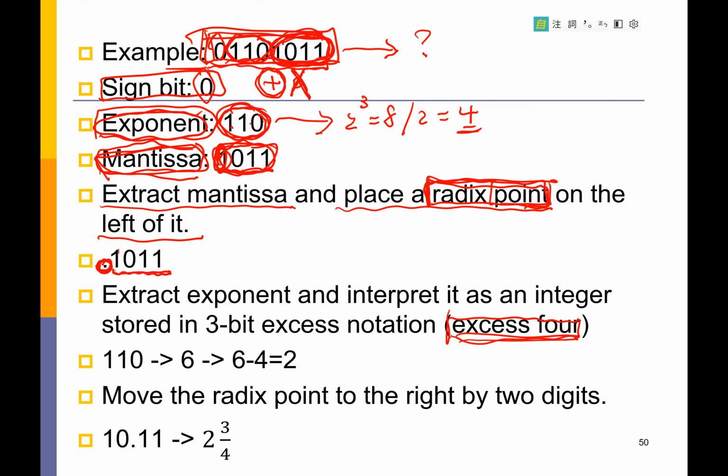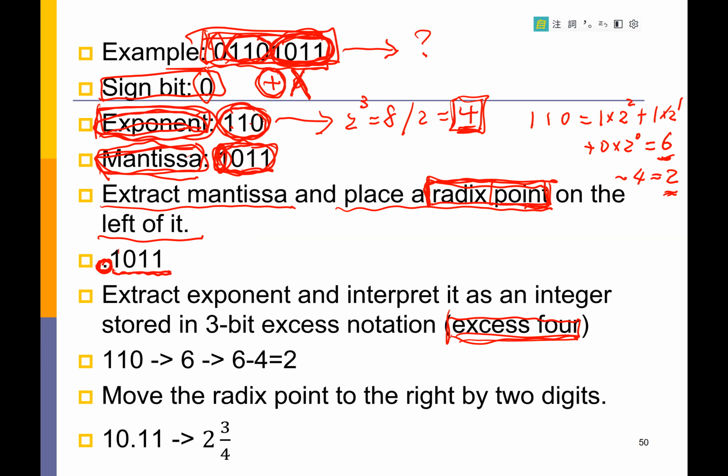Now, what's the binary value it represents? 110 is 1 times 2 to the power 2, plus 1 times 2 to the power 1, plus 0 times 2 to the power 0. This is equal to 6. And we have SS4 notation for the 3 bits. I'm not going to explain it again. So 6 minus 4 gives a value of 2. Now, 2 is the exponent. It's similar to scientific notation of 10 to the power of x.